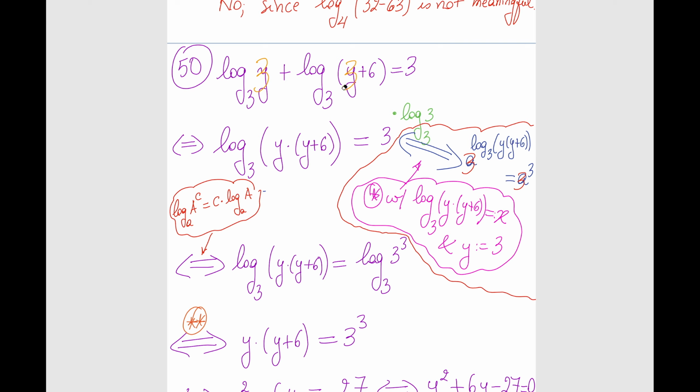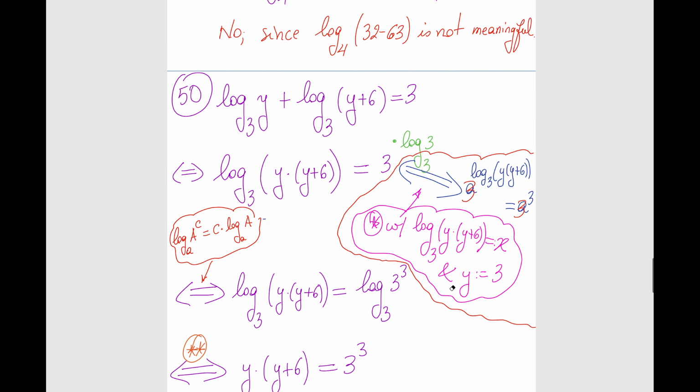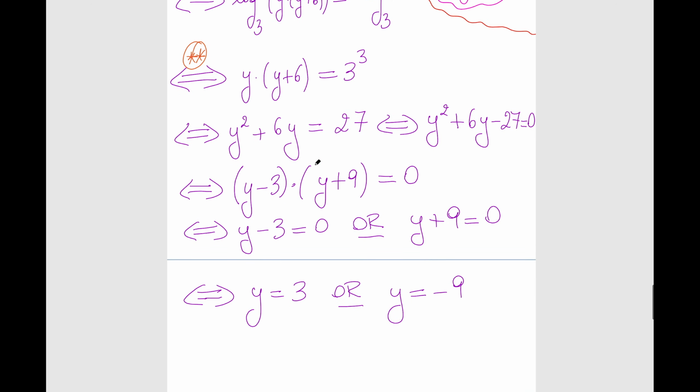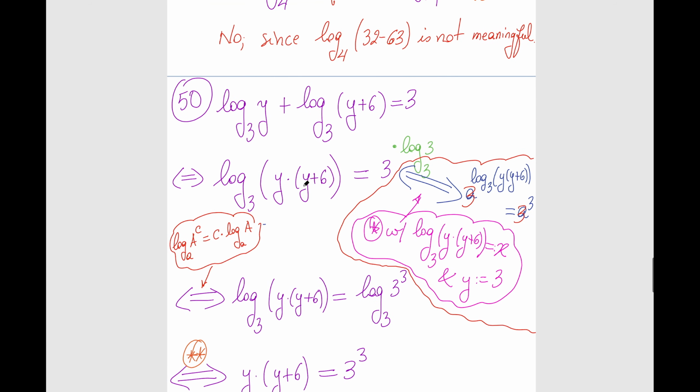Okay. Now the other one, what's the other one? The other one is negative 9. If you plug in negative 9, what do we get? We get log base 3 of negative 9, and we're already seeing something wrong. Log base 3 doesn't operate on non-positive numbers, so negative 9 cannot be a solution. Negative 9 cannot be a solution. Make sense?